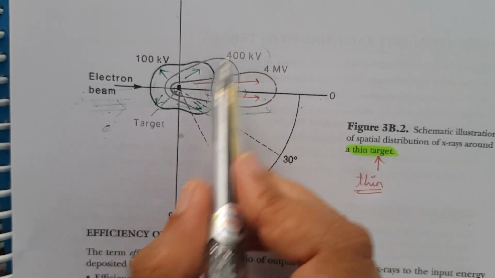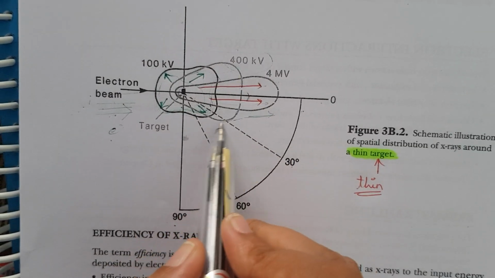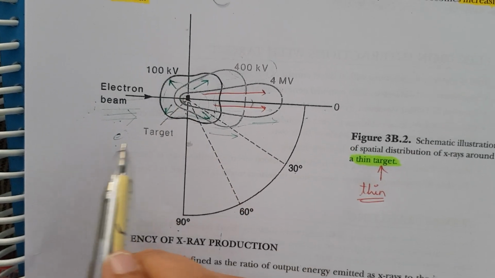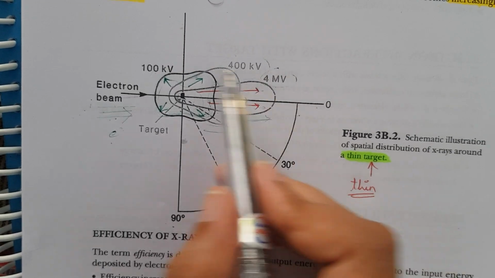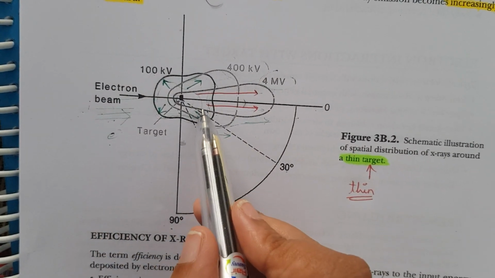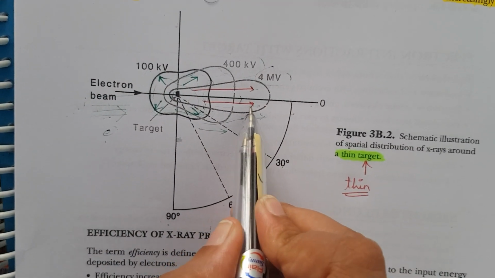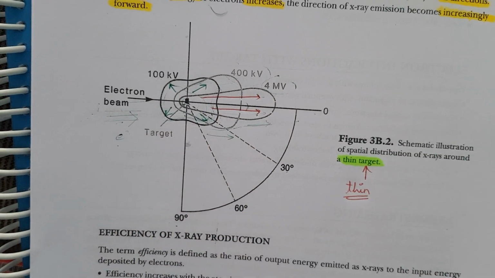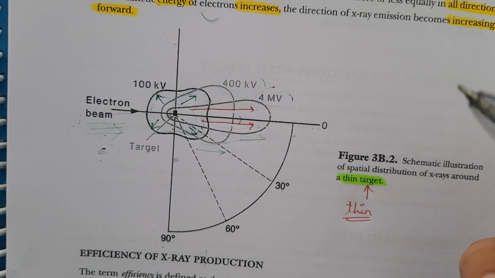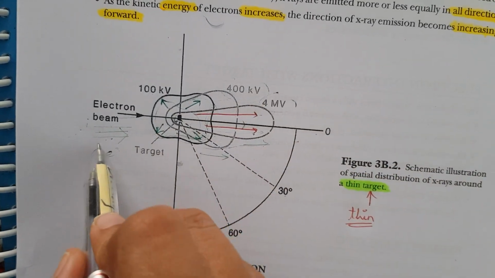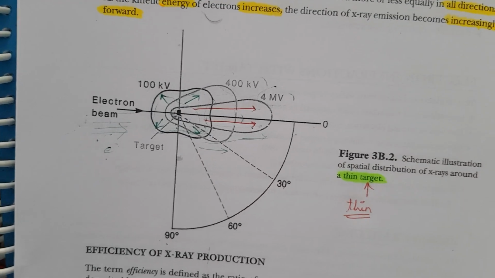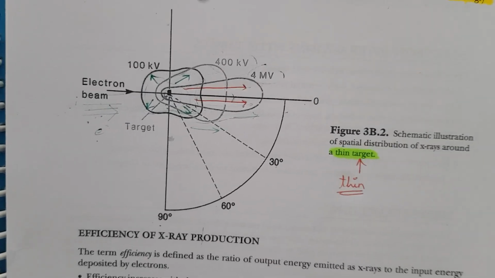If you increase it to 400 kV, it is increasing over here in one direction, the forward direction, and it is lesser over here. Now if you increase to 4 MeV, you can see it is increasing forward in this direction, and it is lesser in this direction. So what it means is, as the kinetic energy of the electron increases, the direction of the X-ray emission becomes more and more forward.